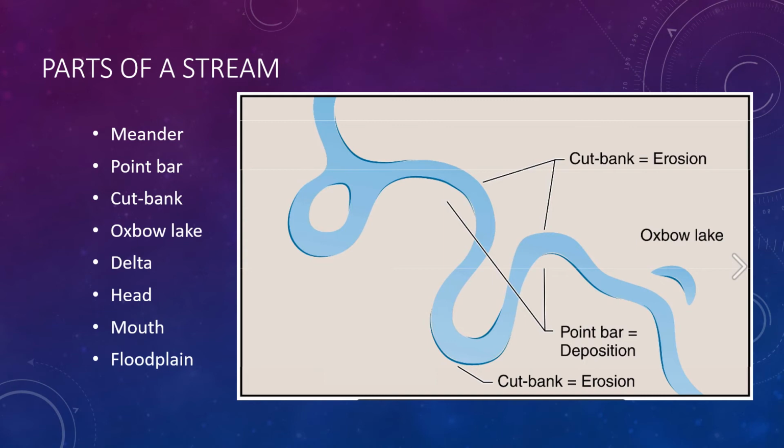A meander is considered a bend or curve in the stream, and a meander has 2 parts, the cut bank and the point bar. The cut bank is considered the outside edge of a stream, where erosion occurs, and the point bar is the inside edge of the stream, where deposition occurs. Now this happens because the velocity of water around the outside of the stream is faster than the inside curve. So the faster water erodes while the slower water deposits.